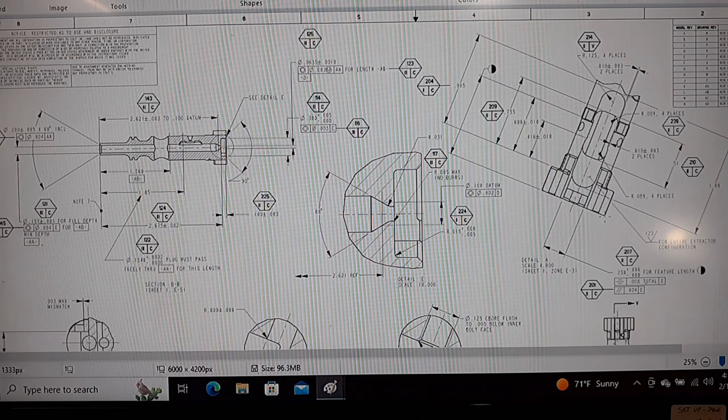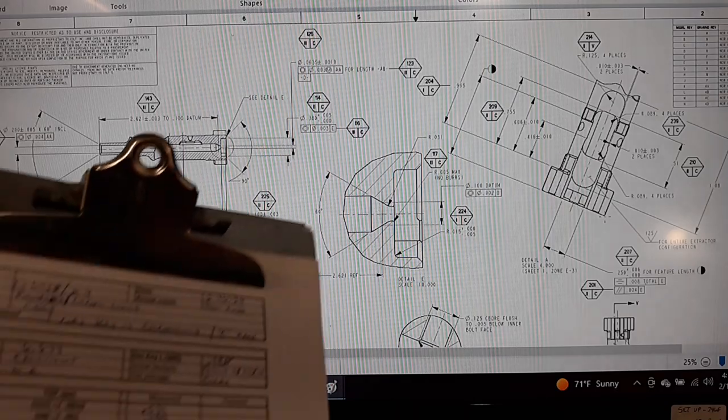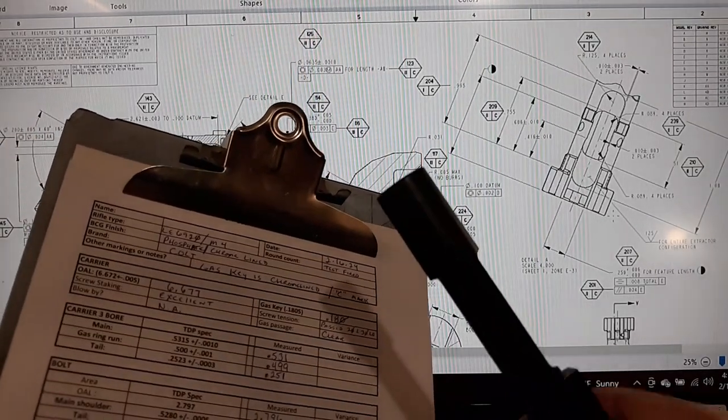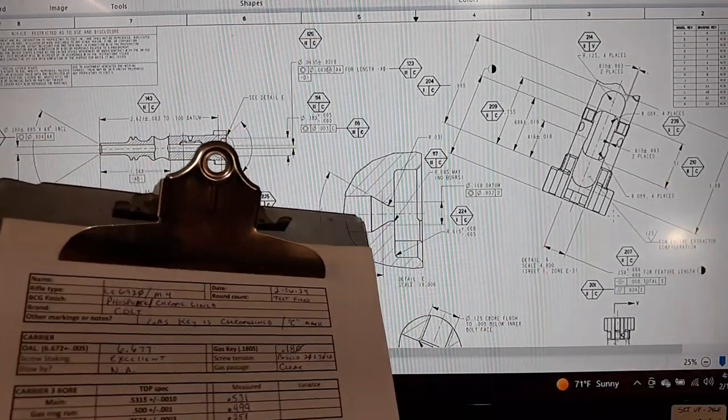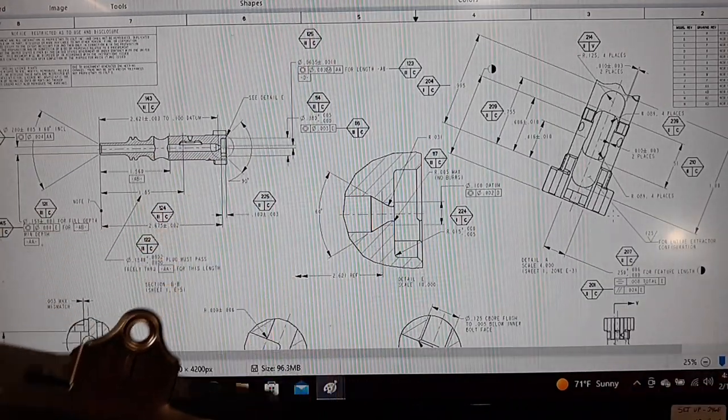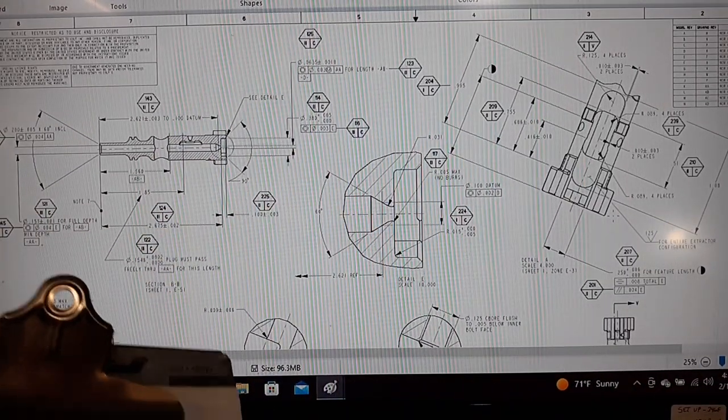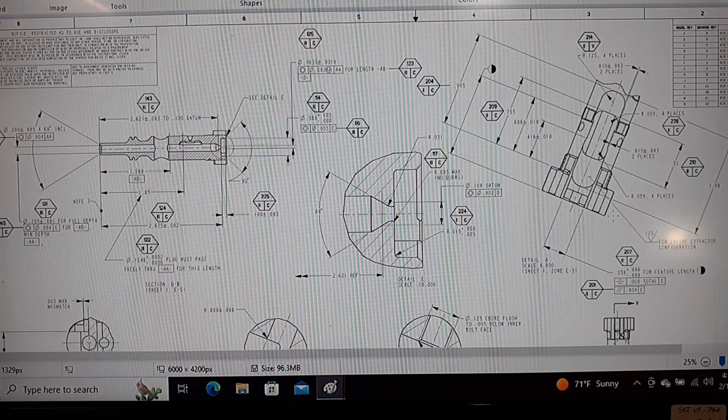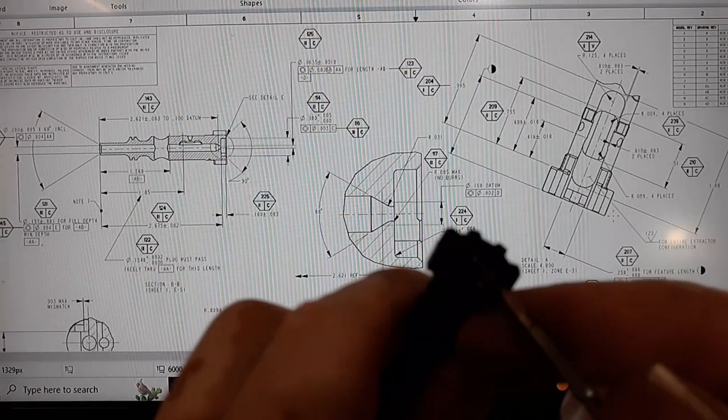So talked about the carrier. Talked about the carrier bore. We talked about the bolt. Now the ejector I checked on the Colt. Colt bolt. It's this thing right here. Use a pointer. This thing right there.